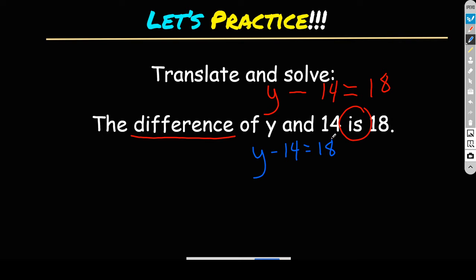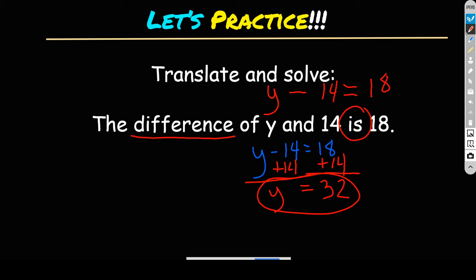To solve this, I only want y by itself. So I want to get rid of this negative 14. I want it to go to 0. So I'm going to add 14 over here, and according to the addition property of equality, if I add 14 to both sides, it still keeps this equation equal. So I didn't change anything. Now this leaves me with y, because negative 14 plus 14 is 0, equals 18 plus 14, which when I add it up gives me 32. That effectively solves this problem. So did I translate it and did I solve it? Yes. I translated it into an equation and then I solved it.